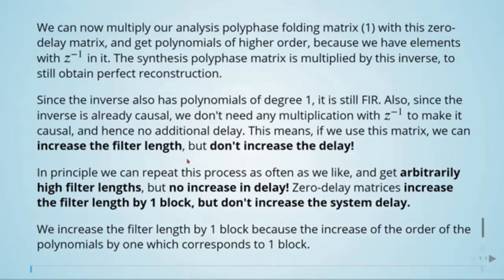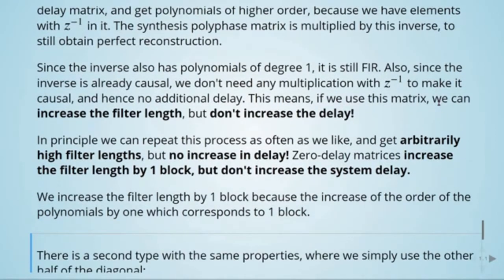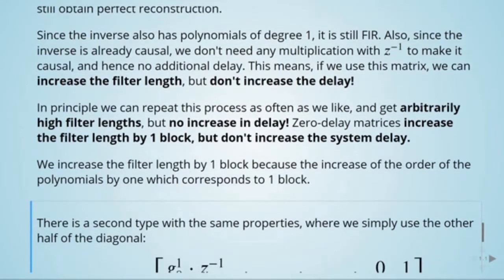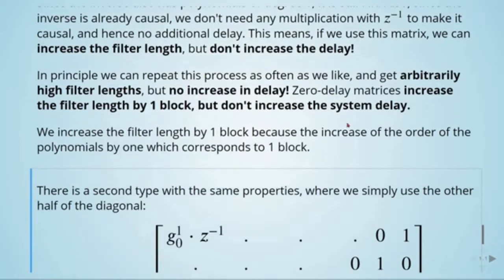In principle, we can repeat this process as often as we like and get arbitrarily high filter length but no increase in delay. So zero delay matrices increase the filter block length by 1 block but don't increase the system delay. We will increase the filter length by 1 block because of the increase of the order of the polynomials by 1, which corresponds to 1 block.